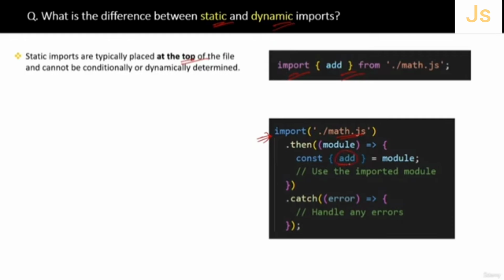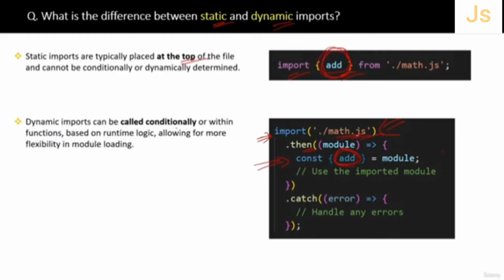For example, here you have imported math.js just before this then function. And then here we are directly using the add method without importing it at the top like we do for static imports, right? Above, we were importing the add method from the math.js at the top. So this kind of import is called dynamic import because it is called whenever it is needed. If it is not needed, we are not going to place it anywhere. The conclusion is dynamic imports can be called conditionally or within a function based on runtime logic, allowing more flexibility in module loading. And now you know what a static import is and what a dynamic import is, right?